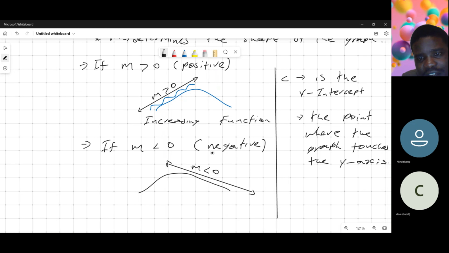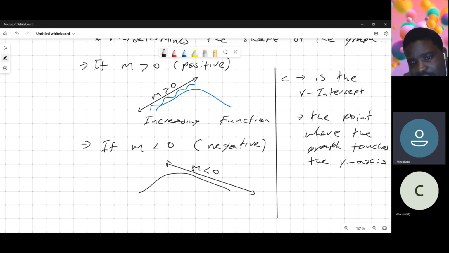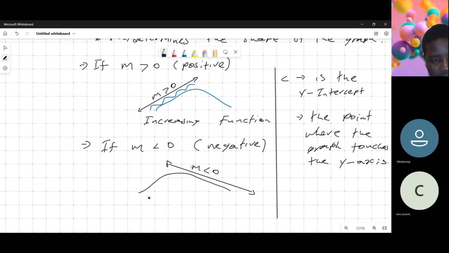So we call it an increasing function. If m is negative, it means we will be going down from the cliff or going down from the stairs, meaning the shape of the graph will be in this way. We will have a decreasing function.